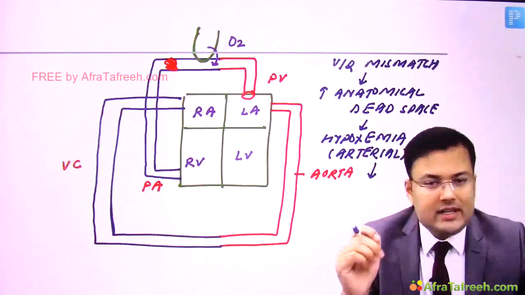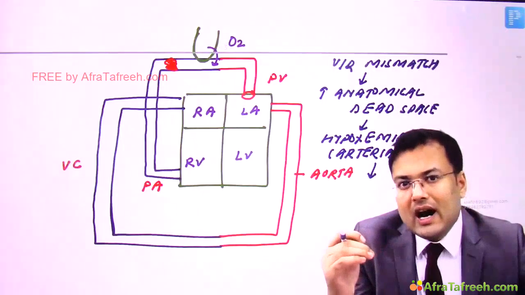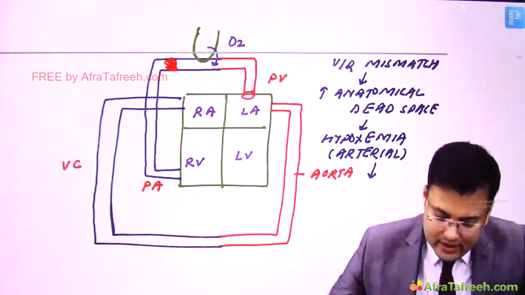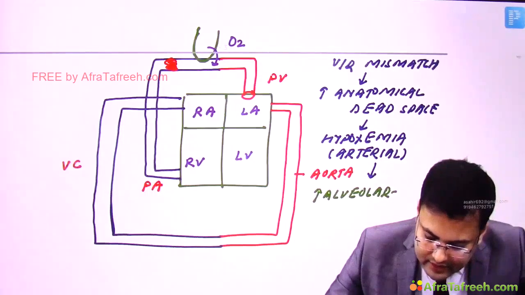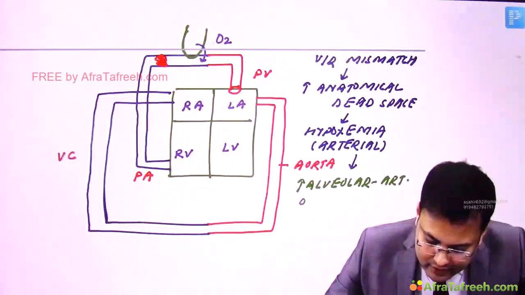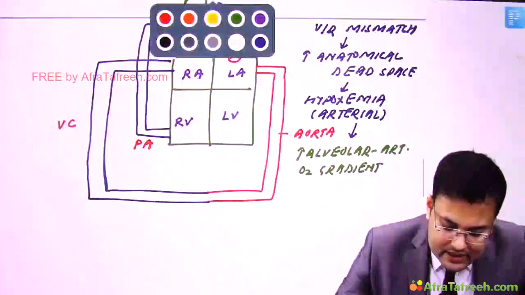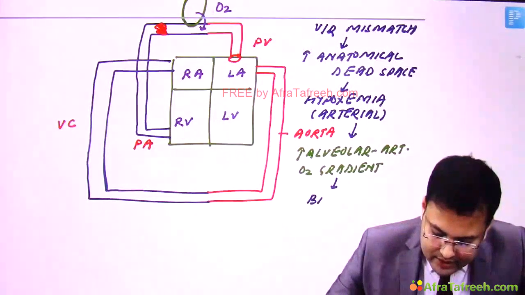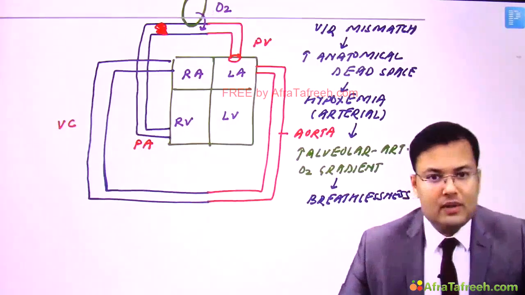Here you can notice that there is ventilation but no perfusion, so there is increased alveolar arterial oxygen gradient, and because of this, these patients will be having breathlessness, clear? So this is the simple pathophysiology of pulmonary embolism.